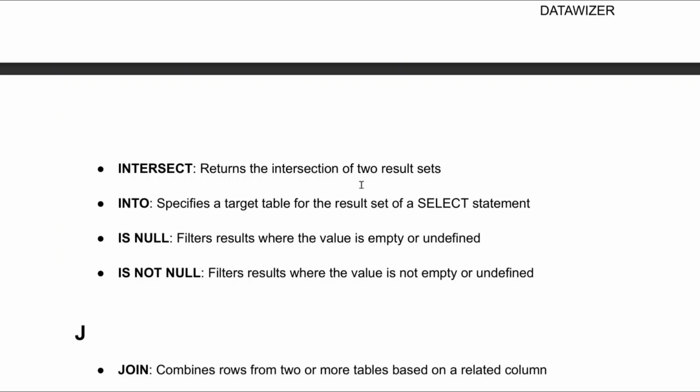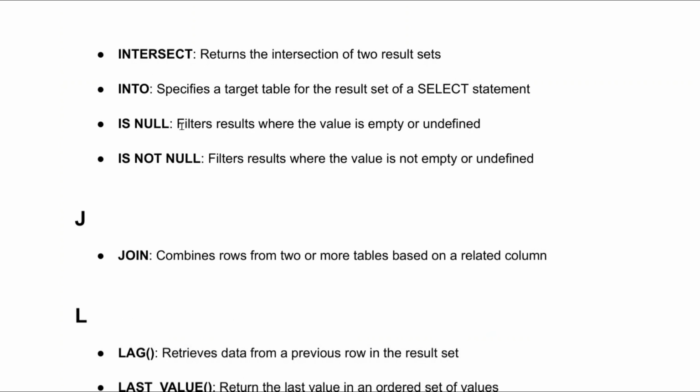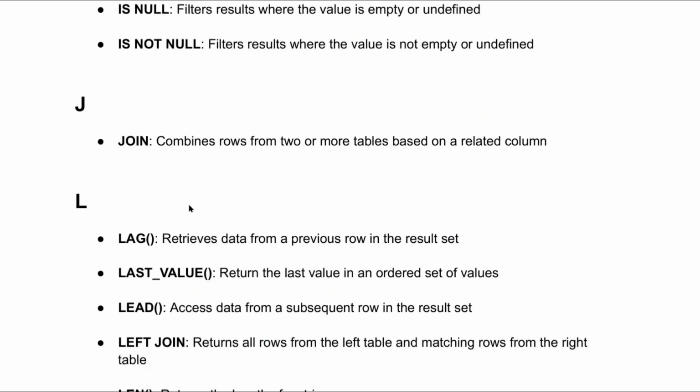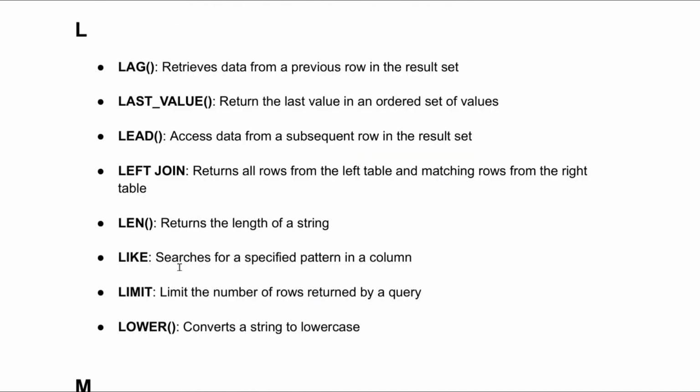Intersect returns the intersection of two result sets. Into specifies a target table for the result set of a select statement. Is null filters results where the value is empty or undefined. Is not null filters results where the value is not empty or undefined. Join is for combining rows from two or more tables based on a related column.